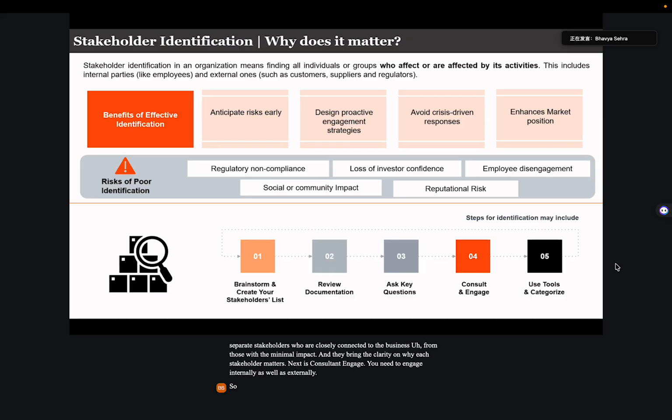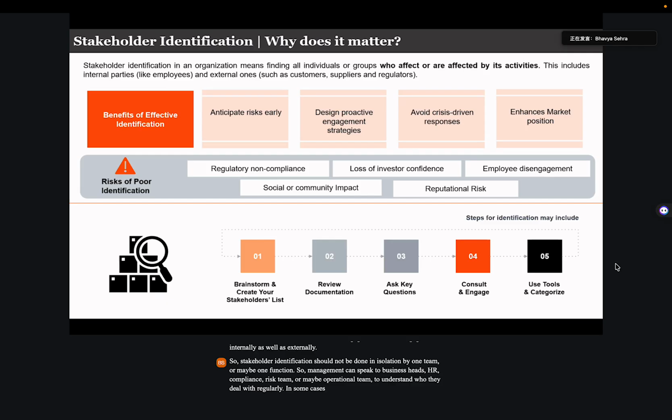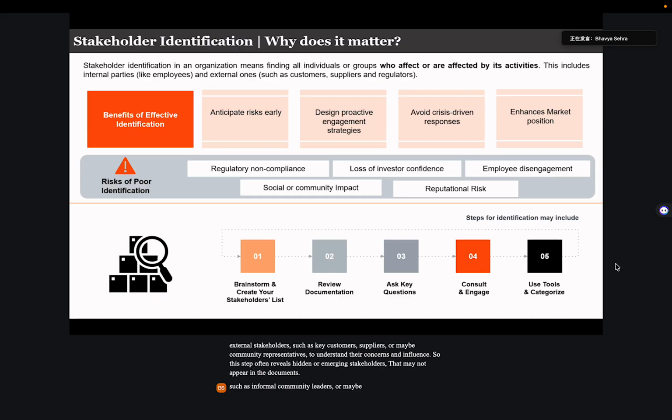So, stakeholder identification should not be done in isolation by one team or one function. Management can speak to business heads, HR, compliance, risk team, or the operational team to understand who they deal with regularly. In some cases, a company may also engage directly with external stakeholders such as key customers, suppliers, or community representatives to understand their concerns and influence. This step often reveals hidden or emerging stakeholders that may not appear in the documents, such as informal community leaders or digital influencers.